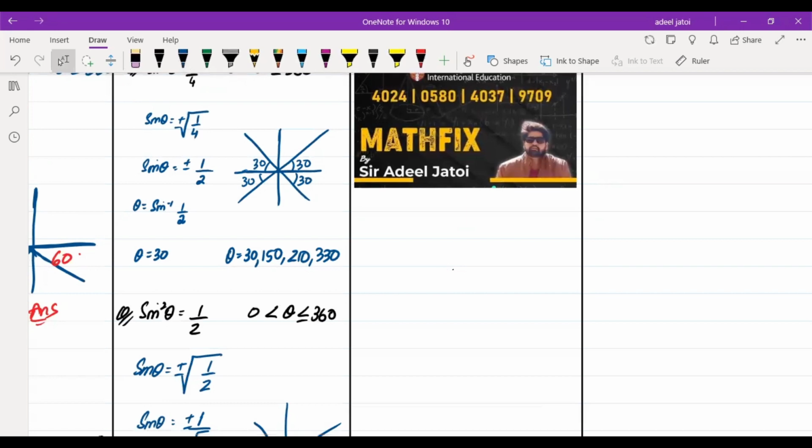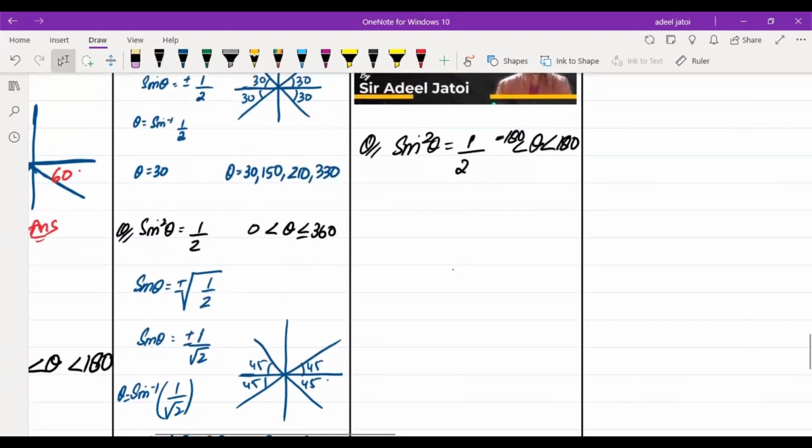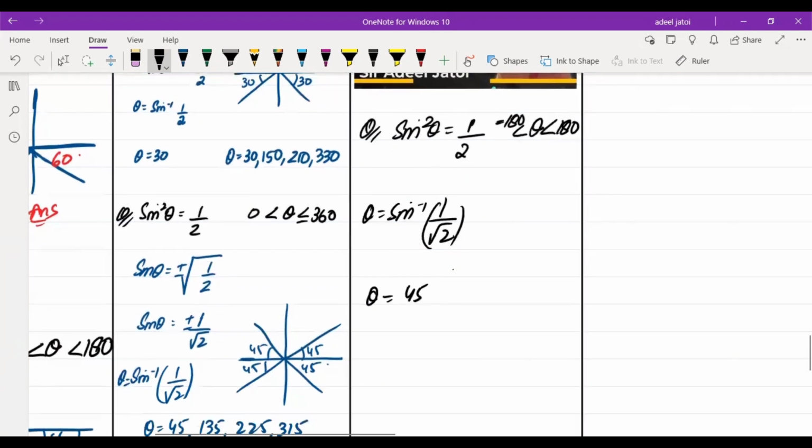Considering the same question, if I say sine square theta is equal to 1 upon 2, but now theta is from negative 180 to 180 degrees. That means from 0 to 180, I'll go positive, and from 0 to minus 180, I'll go negative. So theta is equal to sine inverse 1 upon under root 2. Your answer is still 45. But since there was an under root, we will be taking all the four quadrants.